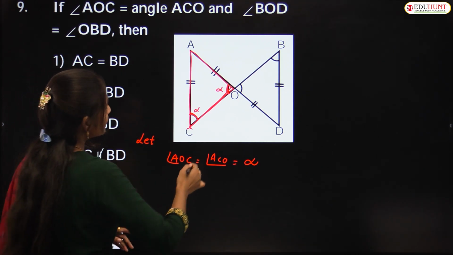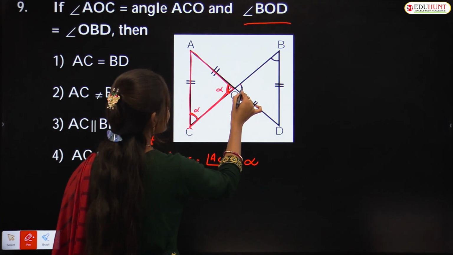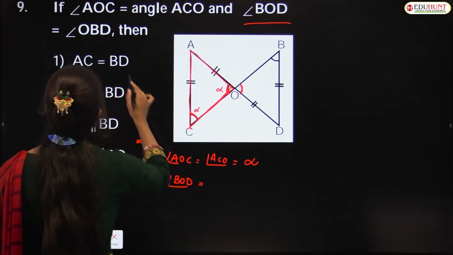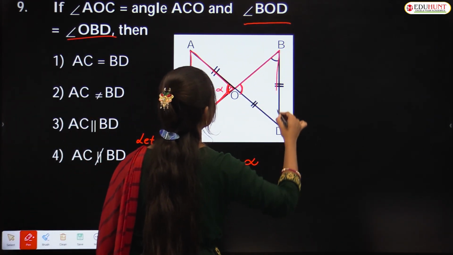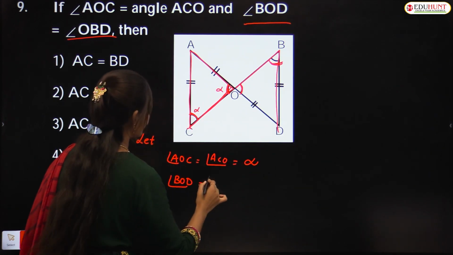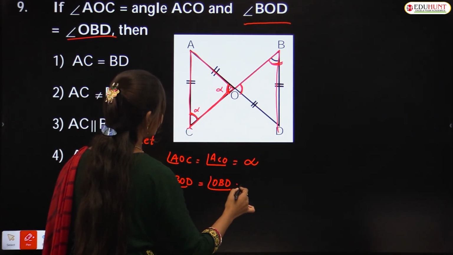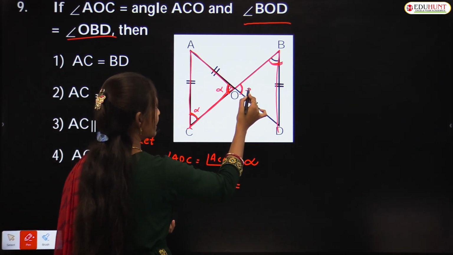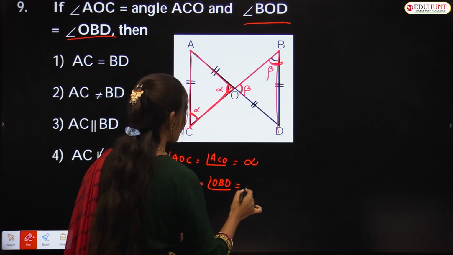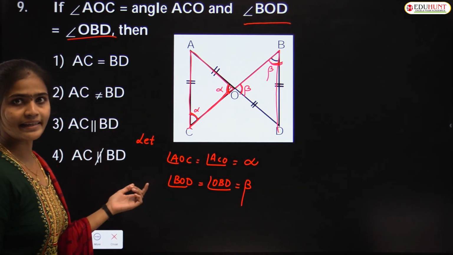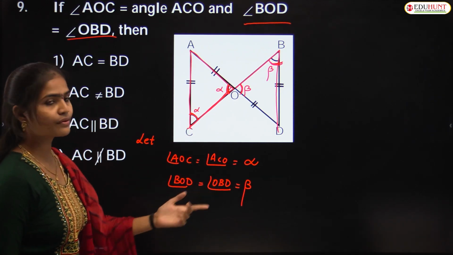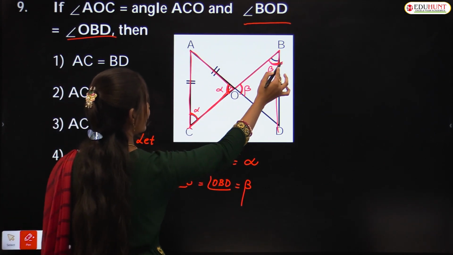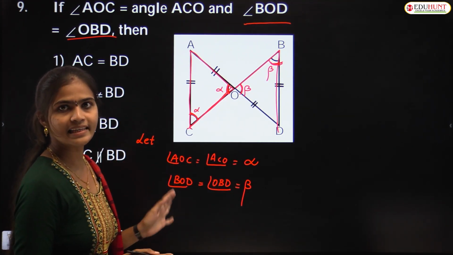Next, come to the second condition. Angle BOD is equal to angle OBD. So the angle formed at O and the angle formed at B, those two are equal they are saying. So this I am going to take as beta. I have taken two angles, one is alpha, another one is beta. According to the question they are saying that these two angles are equal and these two angles are equal. Okay, that is the given question.